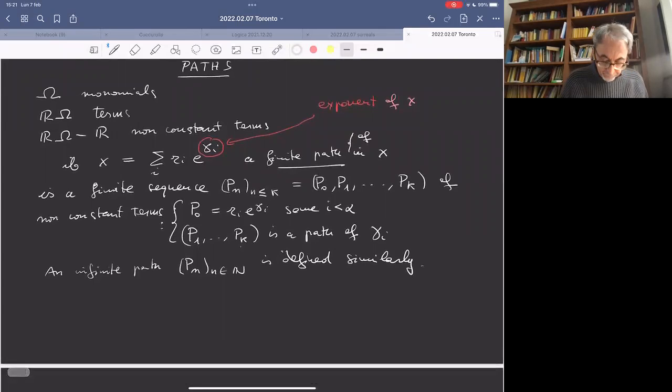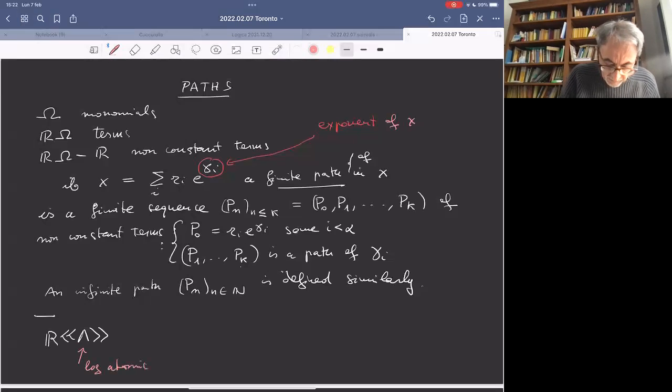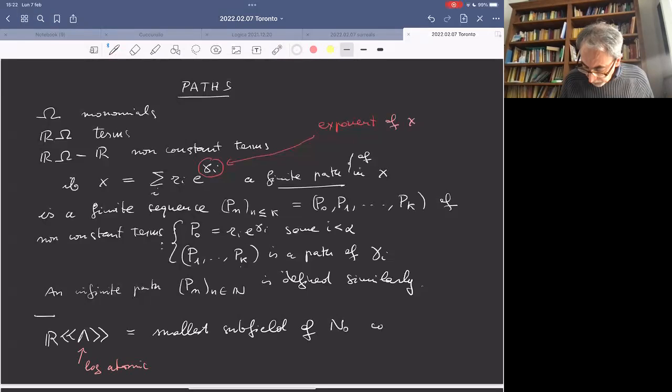Now, given X, it may happen that, okay, let me first introduce, let R bracket lambda, the class of log-atomic numbers, be the smallest subfield of No containing the reals and the log-atomic numbers, closed under exp, log and sum of summable families.